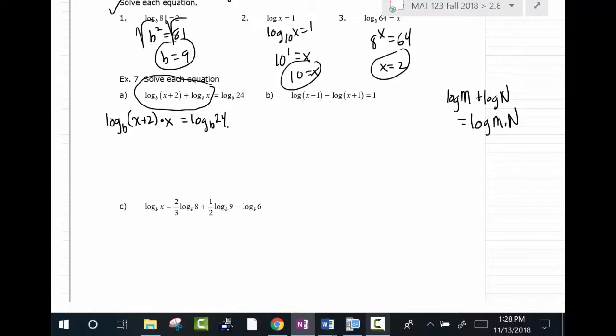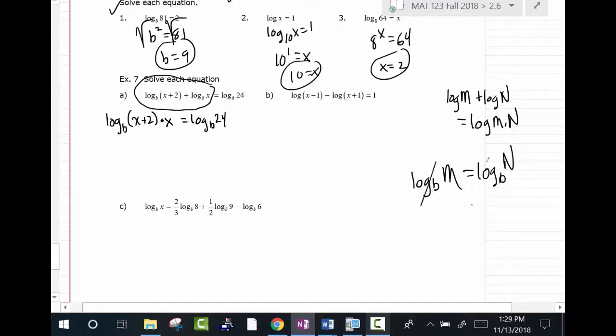Okay? Now, we have a property of logs. I haven't talked about this one yet. But if you have something like this, if you have a log base b of m equals log base b of n, well then m and n have to be the same. You can actually take the logs off of both sides of the equation. You're not canceling them, you're just removing them. So what we can do is write this as x plus 2 times x equals 24.